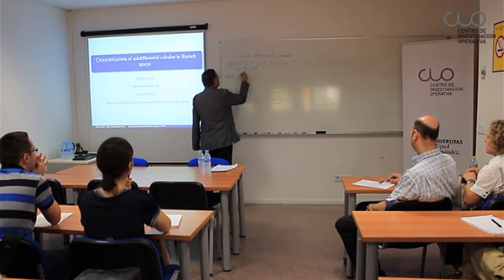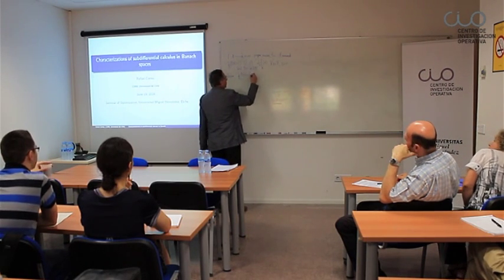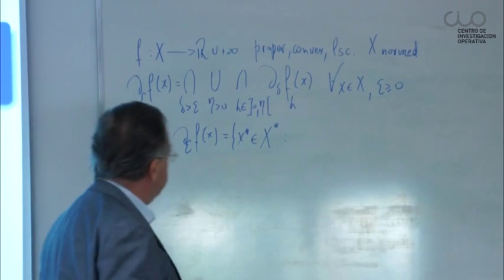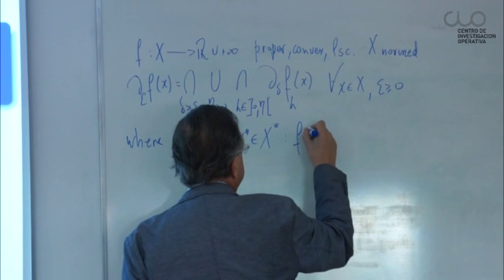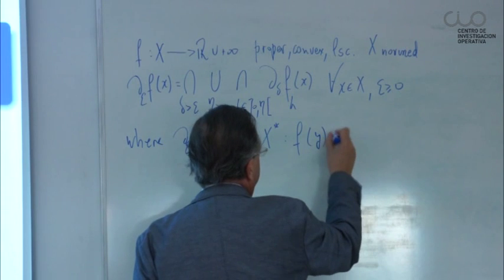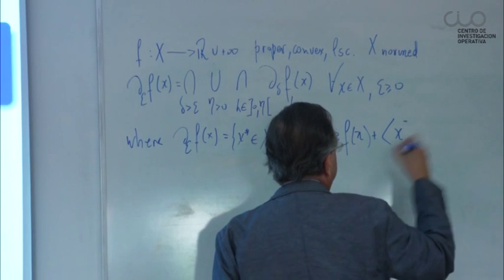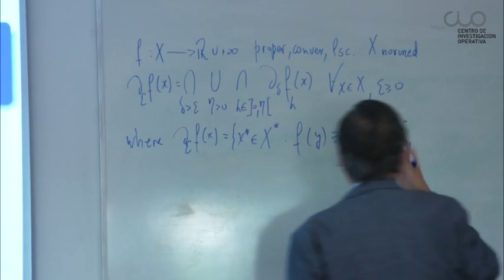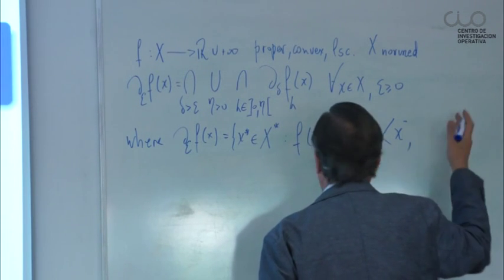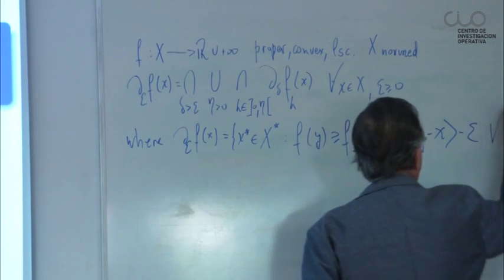The epsilon subdifferential of a convex function is the set of elements in the dual such that f(y) ... This is the classical definition of the convex subdifferential, the epsilon convex subdifferential or Fenchel subdifferential.